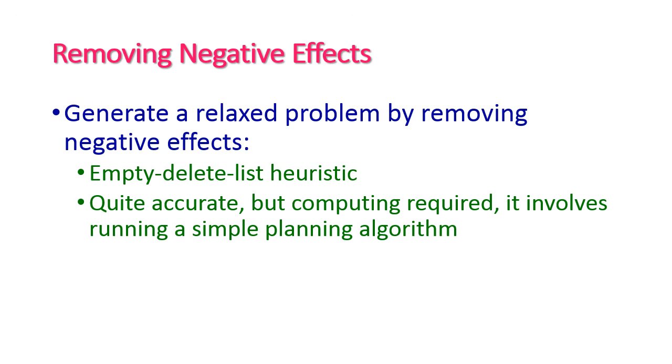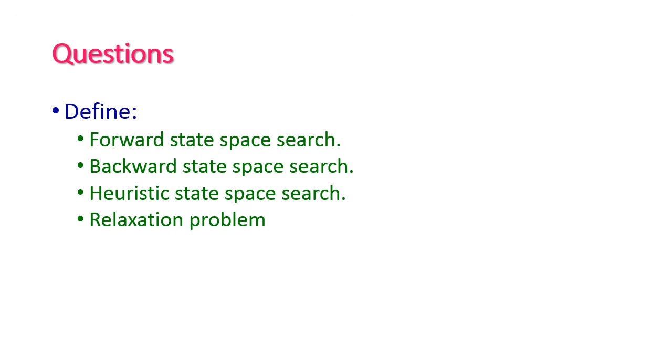Removing the negative effects. So here we need to generate a relaxed problem by removing the negative effects. First, we need to empty the delete list. The heuristic is quite accurate, but computing is required. It involves running a simple planning algorithm. So this is called removing negative effects. And that's all about planning with state space search.